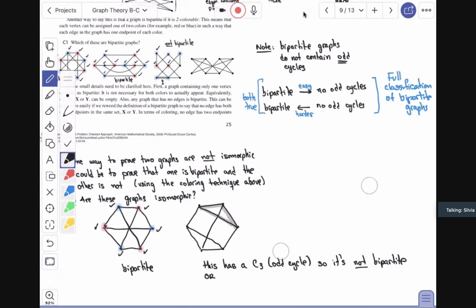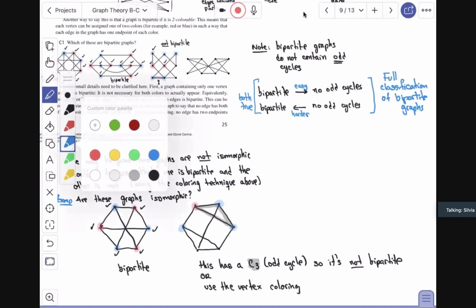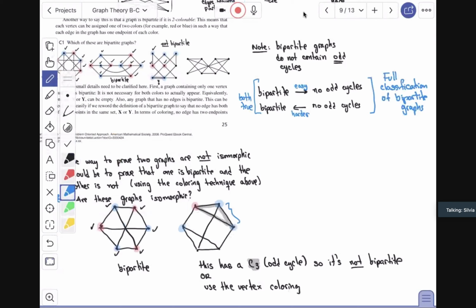Use the vertex coloring. So that's my C3. And then I do the vertex coloring. I can start, let's say, right there. That's red. And then this one's blue, this one's blue, this one's blue, right? And we're in trouble already. This one is turning 2 blue ones.